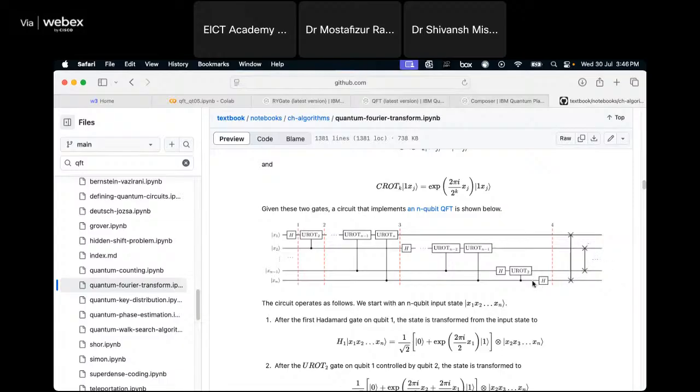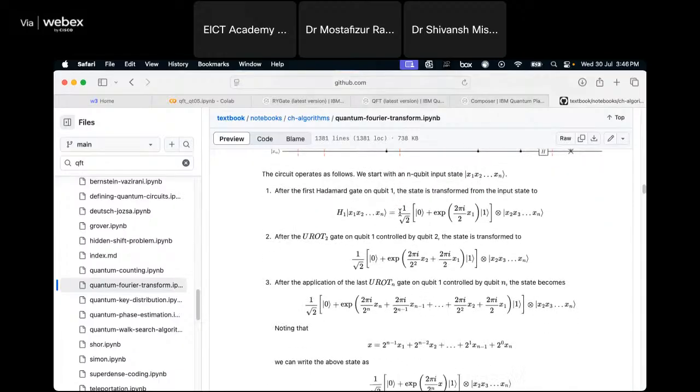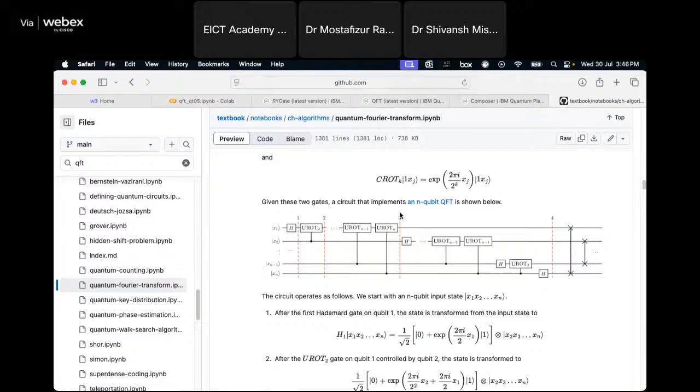If you come back to your second last, there is only one control rotation and one Hadamard. That gives you the second part of the equation, and so on and so forth. This is the way QFT is implemented.